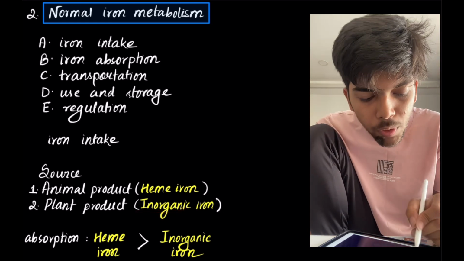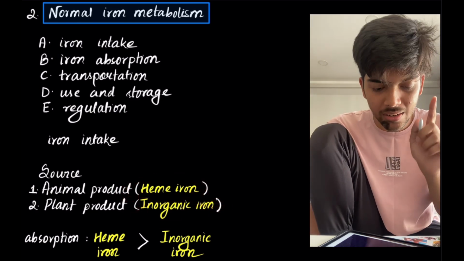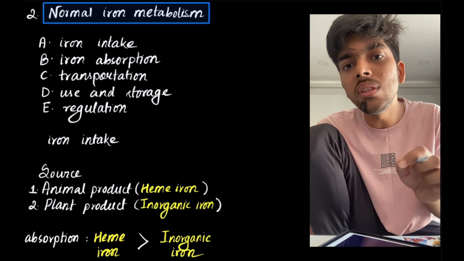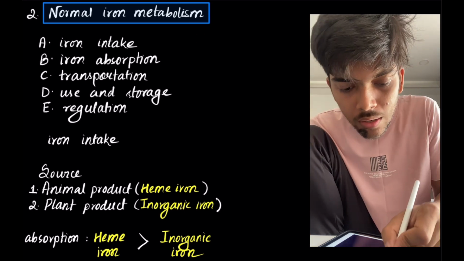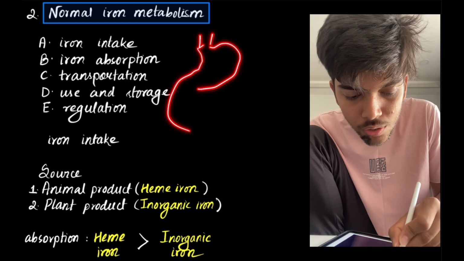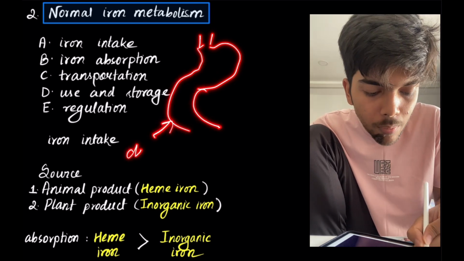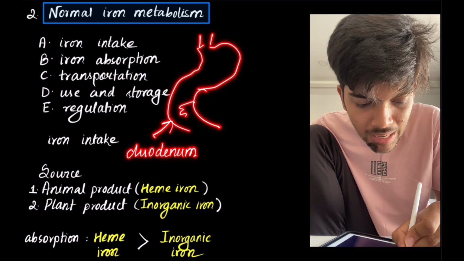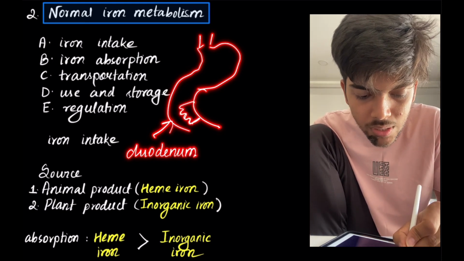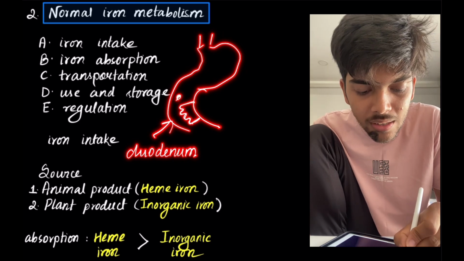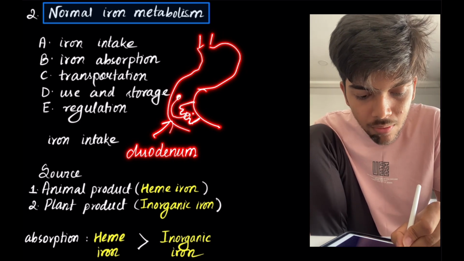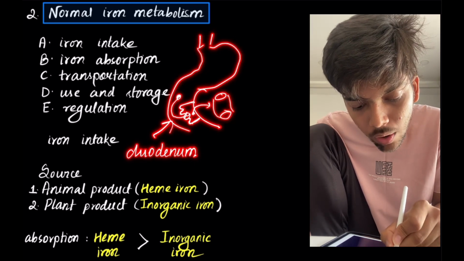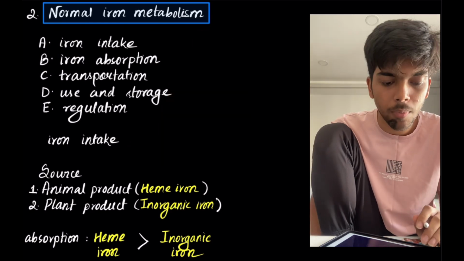Now, the difference between heme iron and inorganic iron is that heme iron is directly absorbed into the enterocyte of your gut. See, there's your stomach and then there's your duodenum. It's in the duodenum where iron gets absorbed. The duodenum is lined by the cells of the intestine, which are called enterocytes. Iron is absorbed into the intestine, into the enterocyte, then it finally goes into the blood and is transported to different parts of the body.